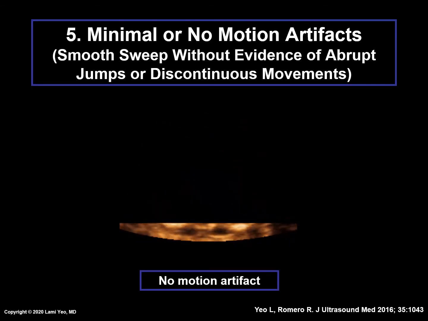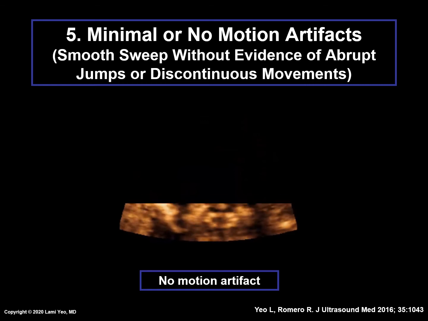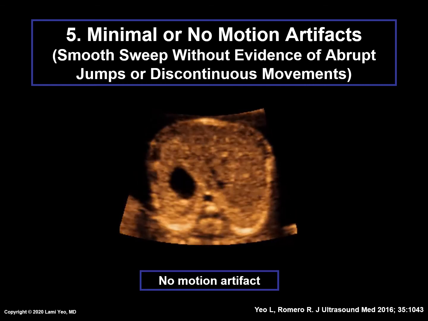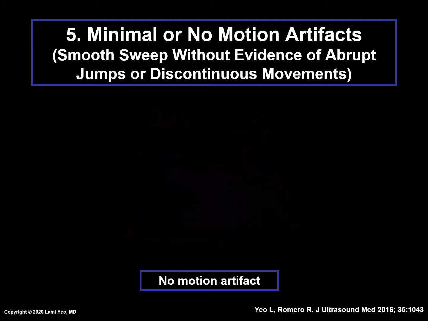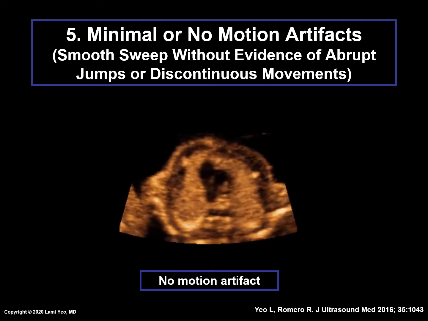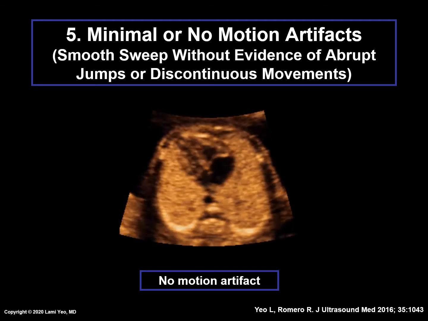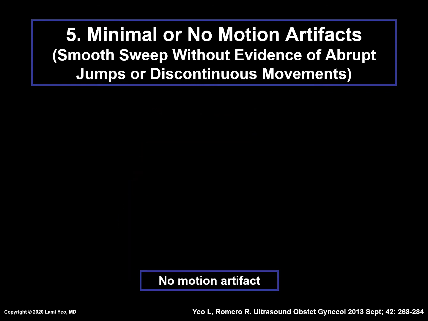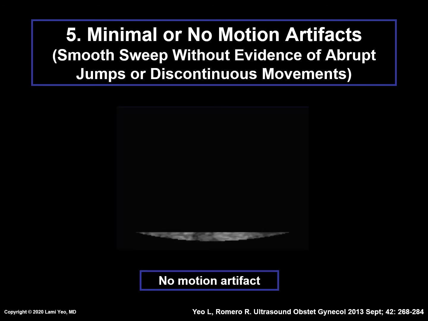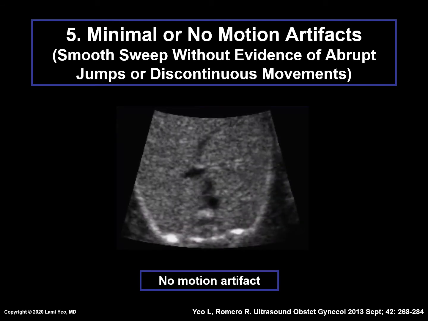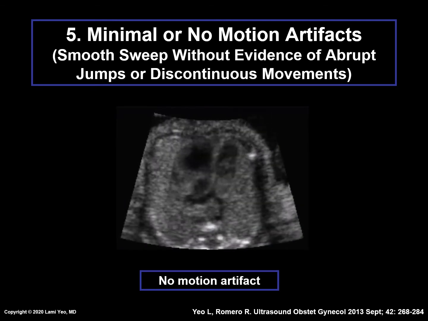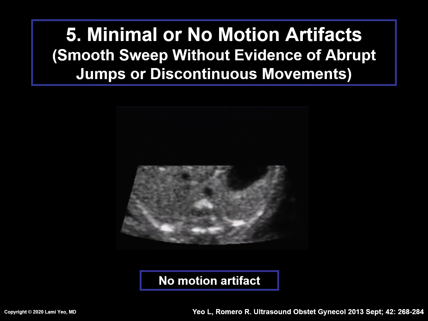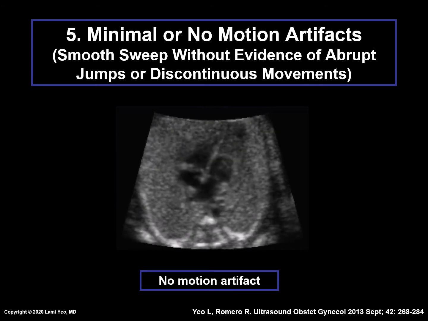Here is an example of a STIC loop with no motion artifact in a vertex fetus. For this STIC loop of a breech fetus, there are also no motion artifacts. There is a smooth sweep without abrupt jumps or discontinuous movements.